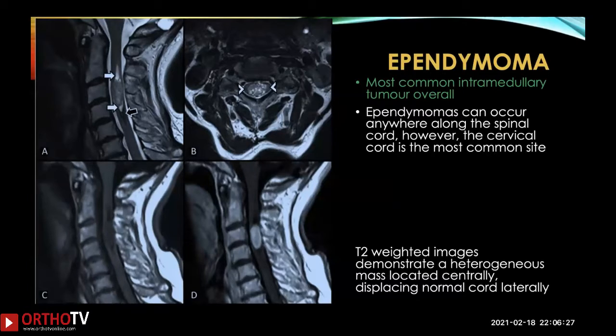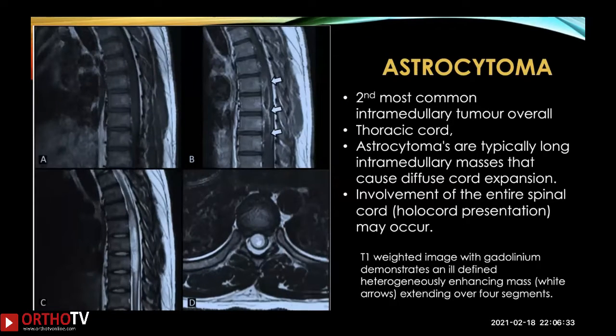The T2 weighted images demonstrate a heterogeneous mass located centrally, displacing the normal cord laterally. Astrocytoma is the second most common tumor, and it happens in the thoracic cord, not in the cervical cord. They also cause long masses. With contrast, it demonstrates an ill-defined heterogeneous enhancing mass, shown by the white arrows.